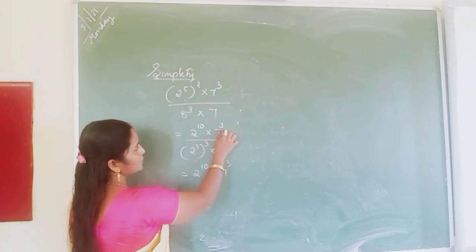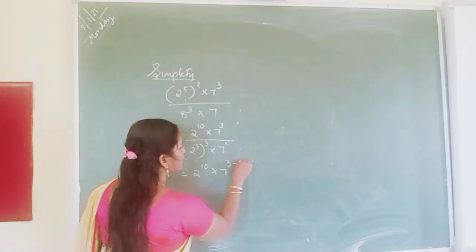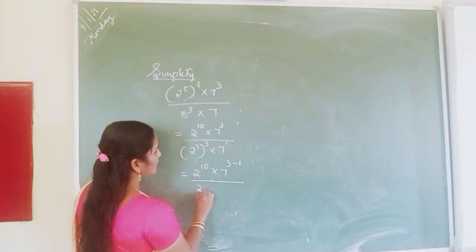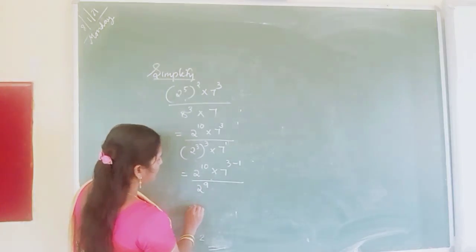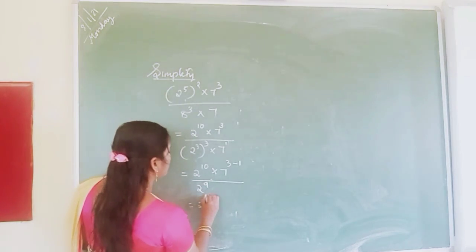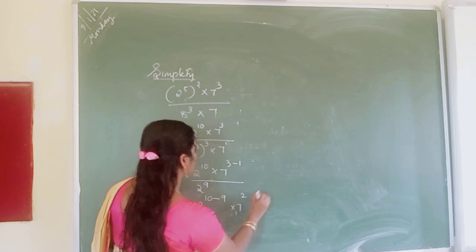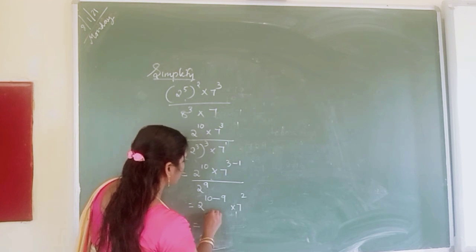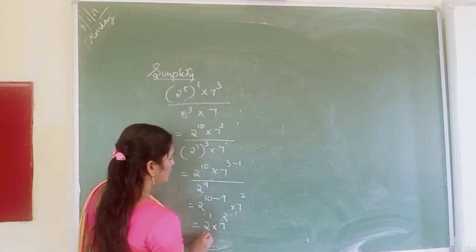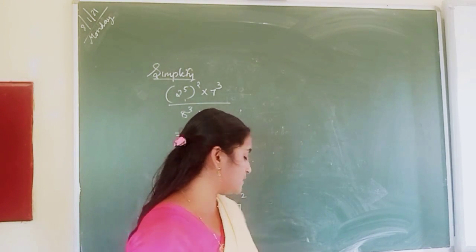Here we have a raised to m by a raised to n form. 7 means 7 raised to 1. So we can write it as 7 raised to 3 minus 1 by 2 raised to 3 into 3 is 9. It is equal to 2 raised to 10 minus 9 into 7 raised to 2. That is 2 raised to 1 into 7 raised to 2. So the final answer is 2 raised to 1 into 7 raised to 2.